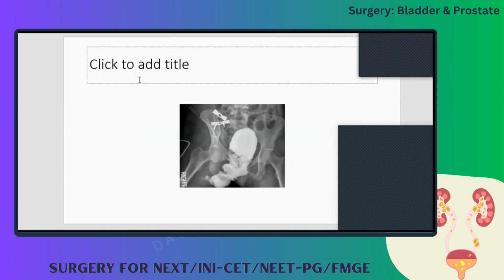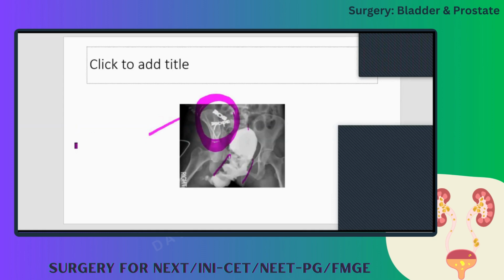Extraperitoneal or intraperitoneal? Anybody else want to answer? You can see the dome shape, right? So it is extraperitoneal only. It is not going inside the peritoneum. But there is an indirect indicator here. What is this? Nailing has been done, so some orthopedic procedure has been done.